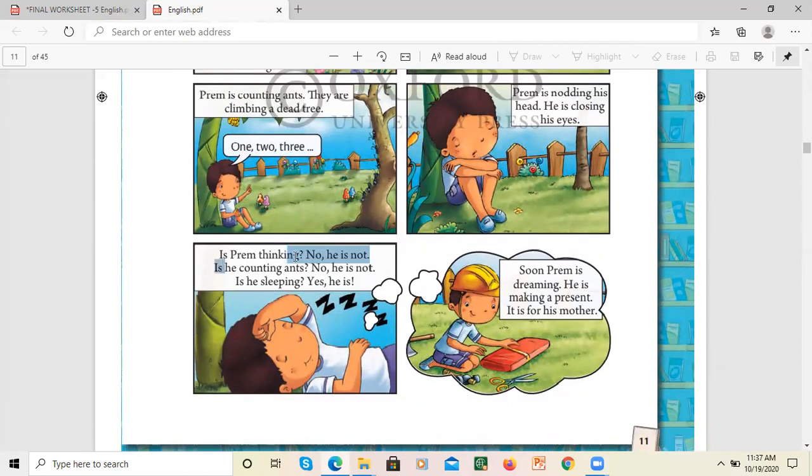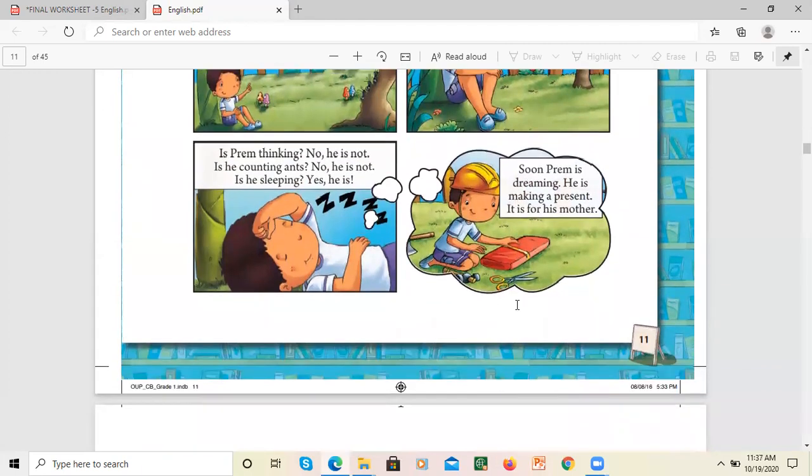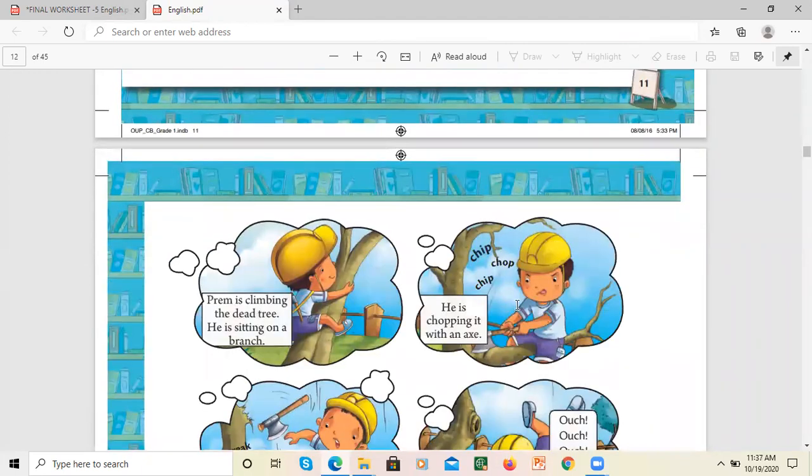Is Prem thinking? No, he is not. Remember, yes and no we did. Is he counting ants? No, he is not. Is he sleeping? Yes, he is. Soon Prem is dreaming. He's making a present. It is for his mother.